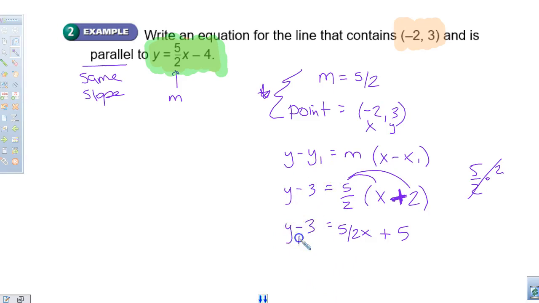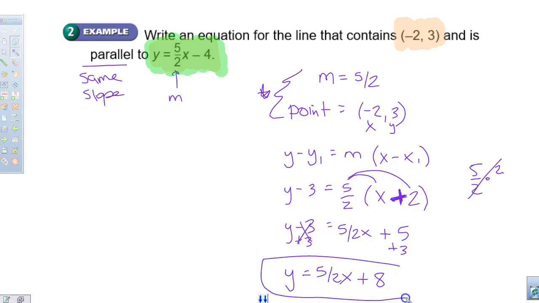Now to get y by itself, I can add 3. And I get y equals 5/2 x, and you'll notice I line the +3 up underneath my other constant here, and I get +8. So this is my equation. And those two lines are going to be parallel because they have the same slope, 5/2 and 5/2.